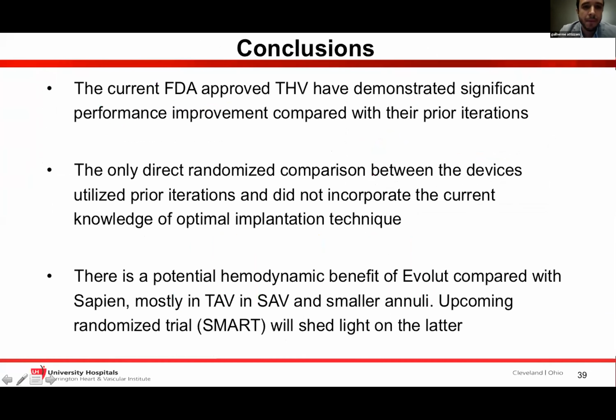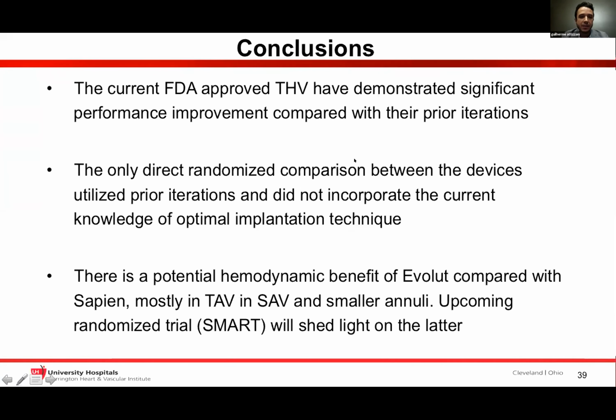So just to conclude here, the current FDA-approved transcatheter heart valves demonstrated significant performance improvement compared with their prior iterations. The only direct randomized comparison between the available devices utilized prior iterations and did not incorporate the current knowledge of optimal implantation technique. Therefore, the results have to be interpreted considering these factors. There's a potential hemodynamic benefit of Evolut compared with SAPIEN, mostly in TAV in SAV, and also in smaller annuli. The upcoming randomized SMART trial is going to shed some light on the latter.